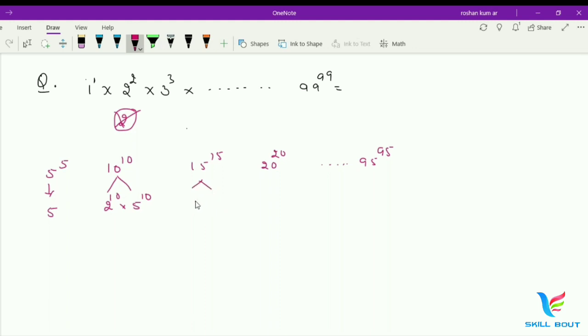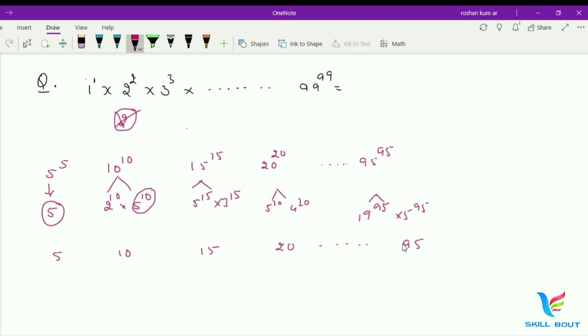So 10 raised to power 10 is 2 to the power 10 into 5 to the power 10, so there will be ten 5s from there. Then 15 raised to power 15 is 5 to the power 15 into 3 to the power 15. Like this, 20 raised to power 20 gives 5 to the power 20 into 4 to the power 20. So 2 is also present here. The last will be 19 to the power 95 into 5 to the power 95. So here there are five 5s, then ten 5s, then fifteen 5s. The next number is 10, then 15, then 20, and so on till 95.